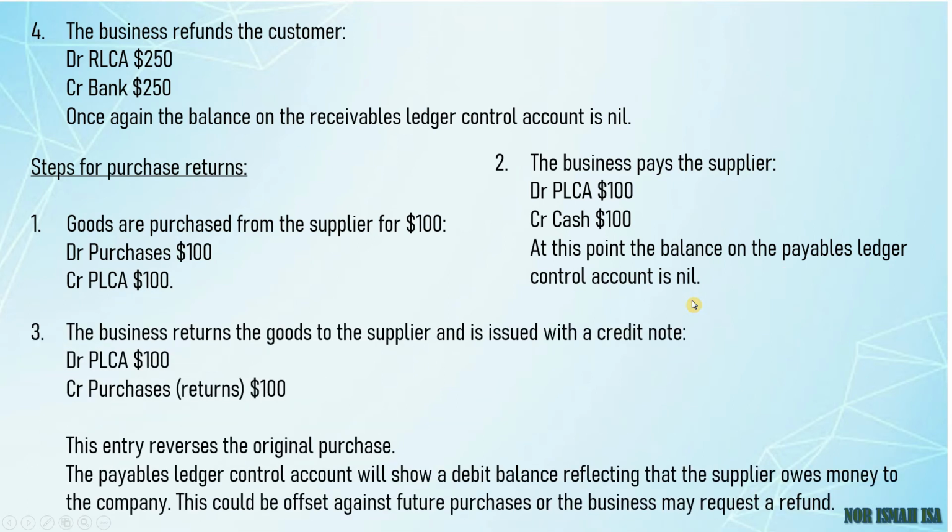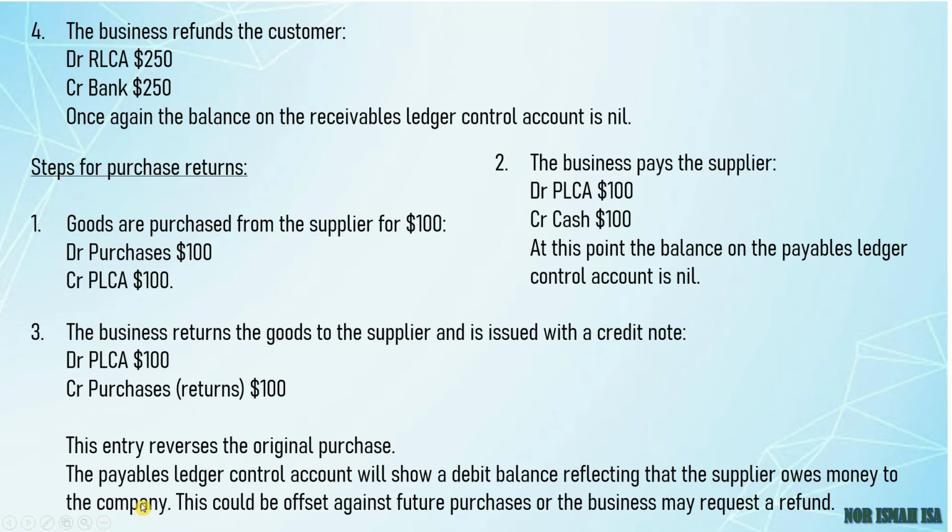Then the business returns the goods to the supplier and is issued with a credit note. When this happens, the entry is debit payable ledger control account $100 and credit purchases or purchase return $100. So the entry reverses the original purchase. The payable ledger control account will show a debit balance, reflecting that the supplier owes money to the company.